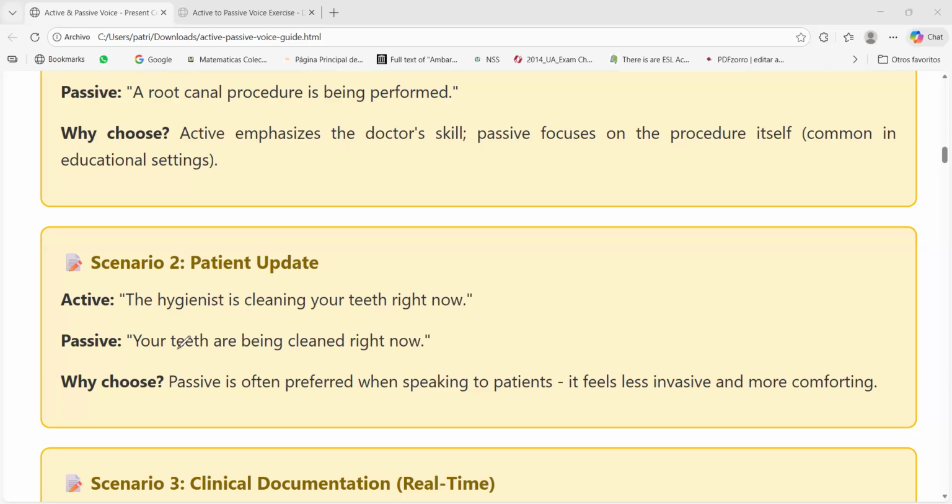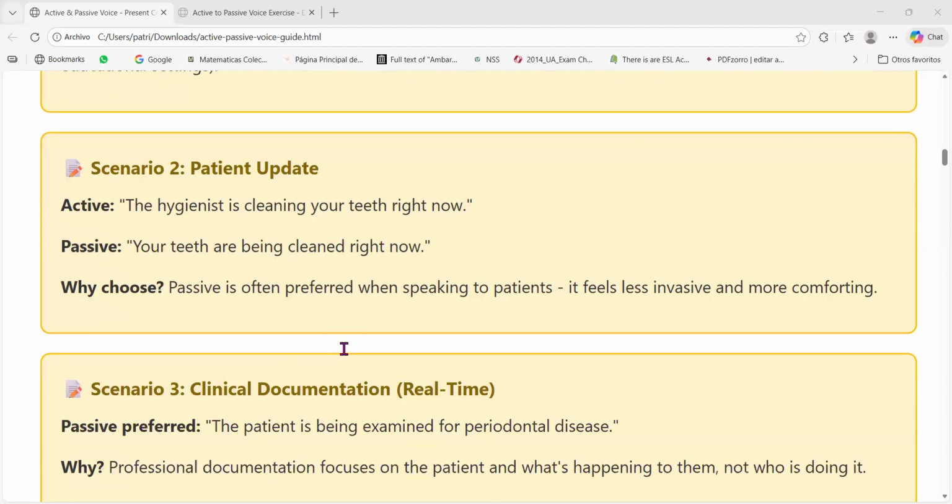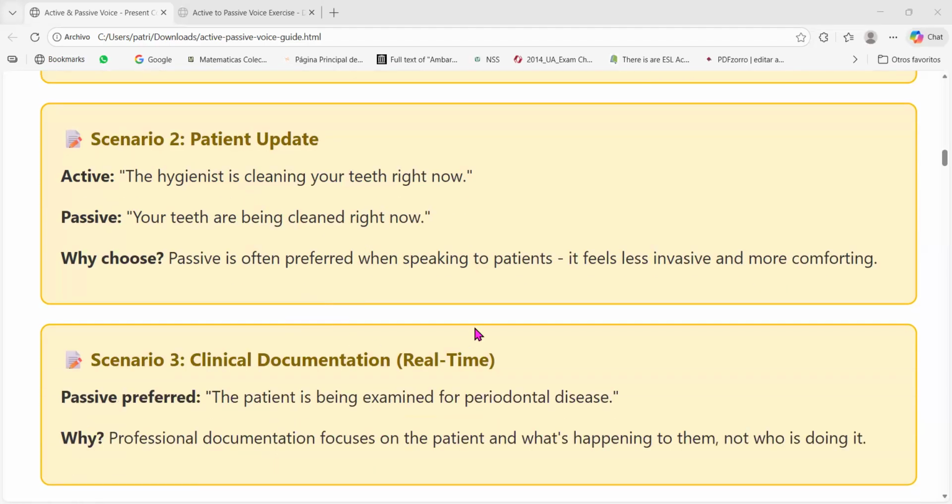Now, another scenario. Direct passive structure. Maybe Joanna Abraham, could you read scenario 3? Yes, teacher.